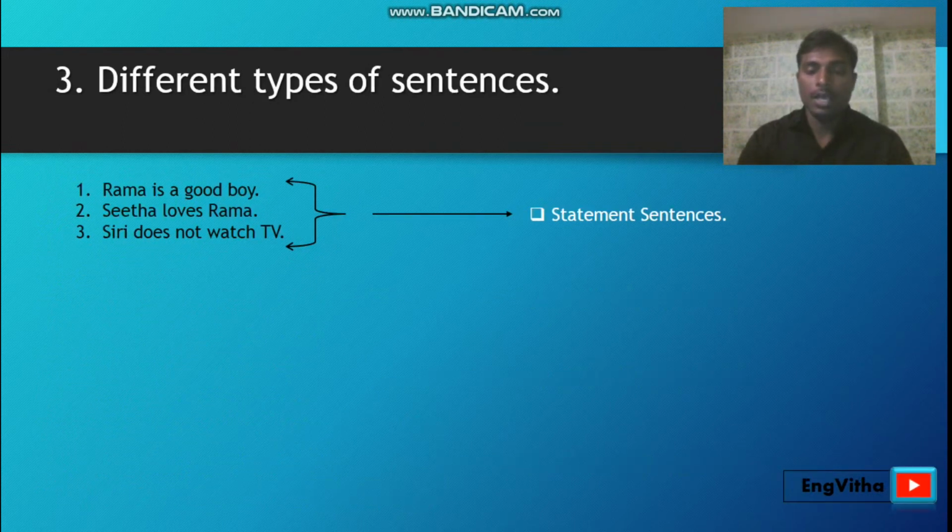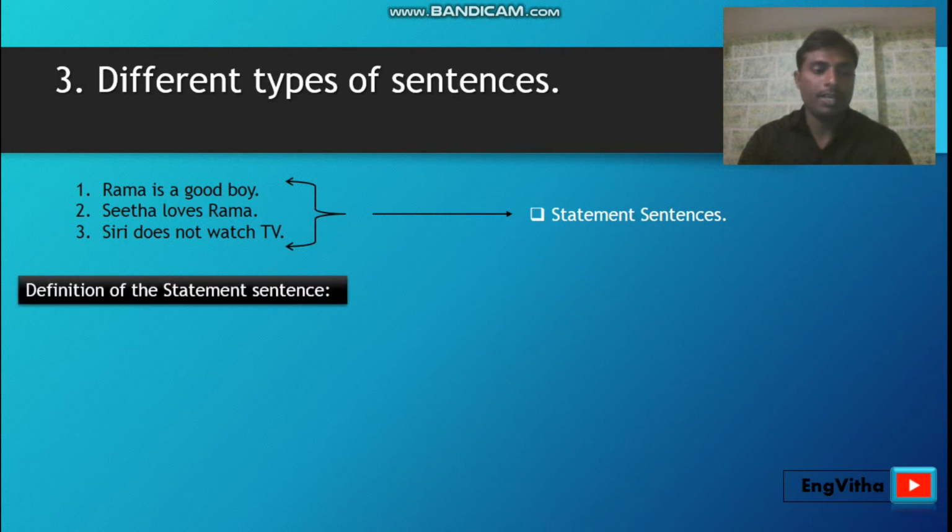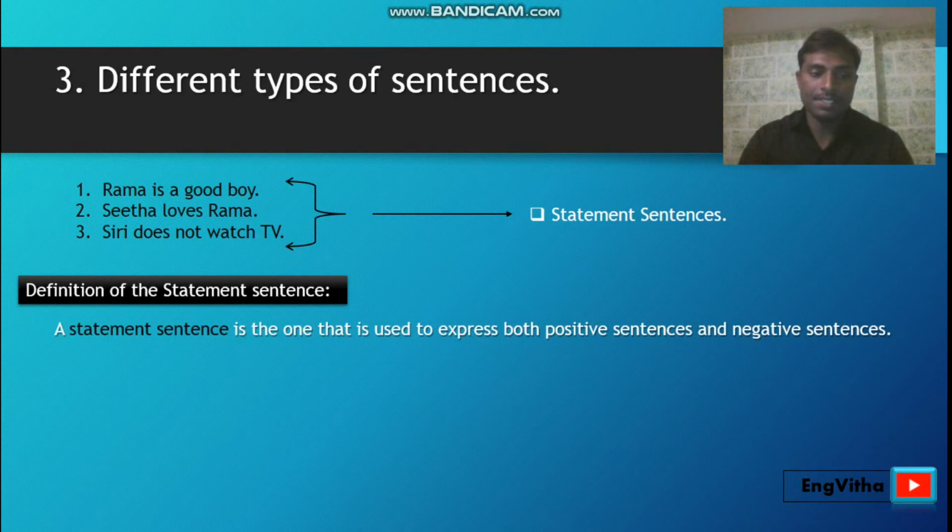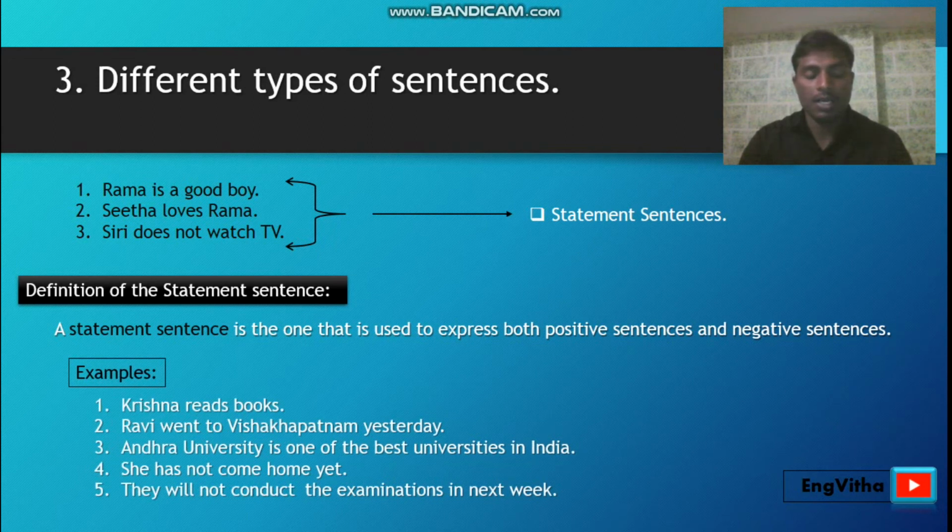The first one we have is statement sentences. So let us define it. A statement sentence is the one that is used to express both positive sentences and negative sentences. So let us look at a few examples of the type. Krishna reads books. Ravi went to Visakhapatnam yesterday. Andhra University is one of the best universities in India. She has not come home yet. They will not conduct the examinations next week. So if you look at these examples, these are a combination of positive and negative sentences.